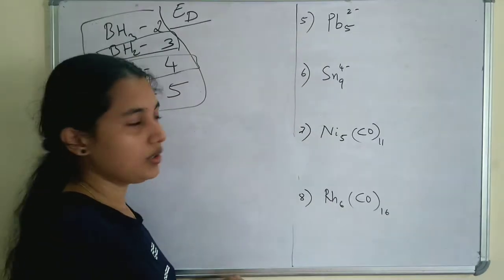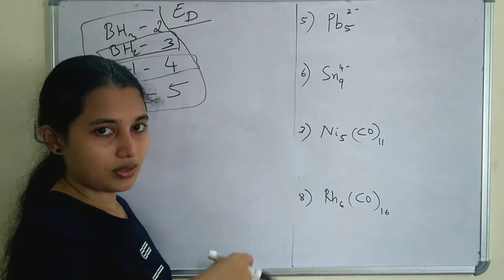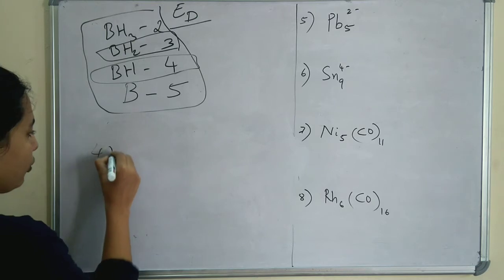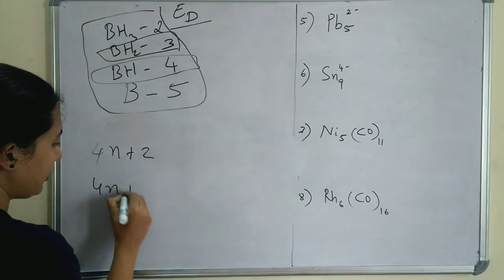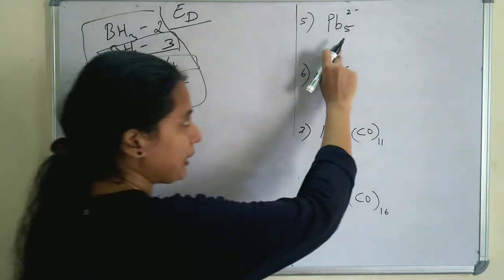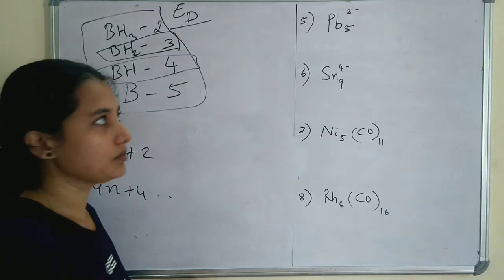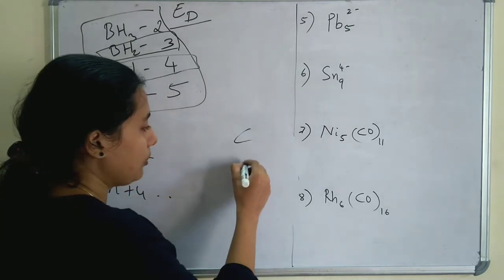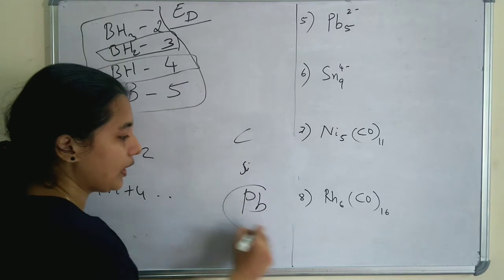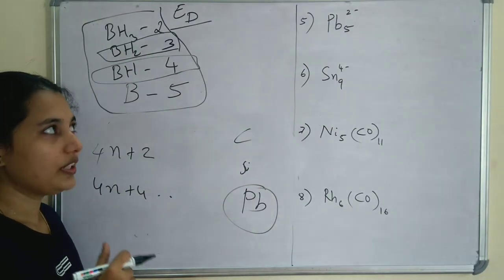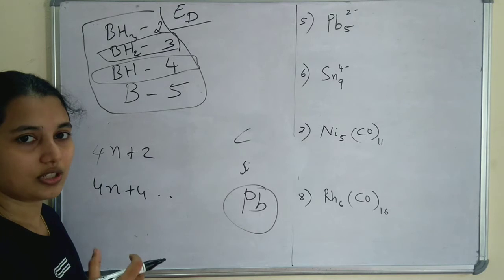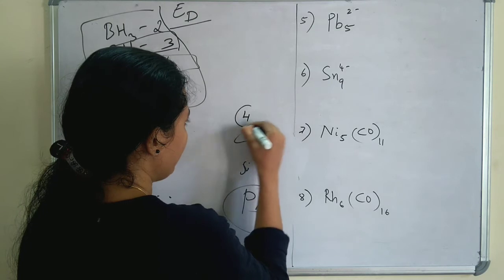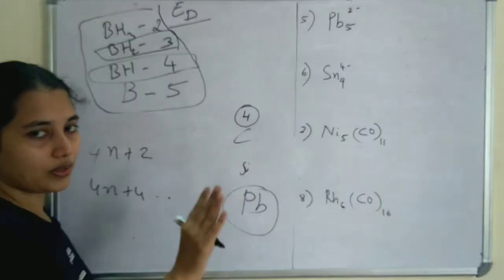Now coming to the 5th question, Pb5 2 minus. This is a Zintl ion. For Zintl ions, the formula is 4n plus 2, 4n plus 4, etc. Lead is in which family? Carbon, silicon, okay, the carbon family. So how many electrons are in the valence shell of lead? For carbon, the number of valence electrons is 4, so for lead also 4 electrons.